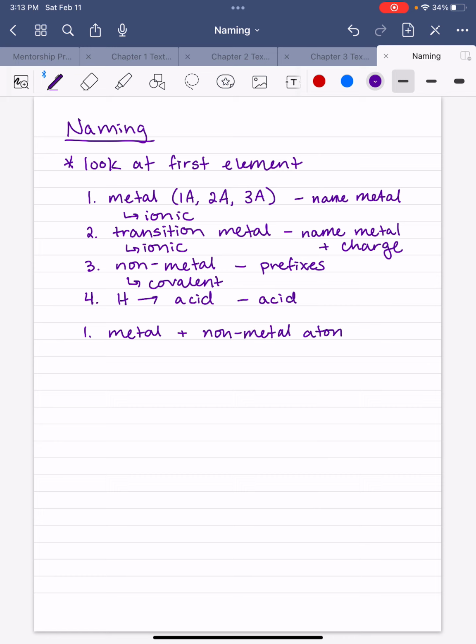So if you have a metal, the only thing it will be paired up with is a nonmetal atom or a polyatomic. You know what, I'm just going to rewrite this a little bit differently so it's easier to understand. So its partners can either be a nonmetal atom or it can be paired up with a polyatomic.